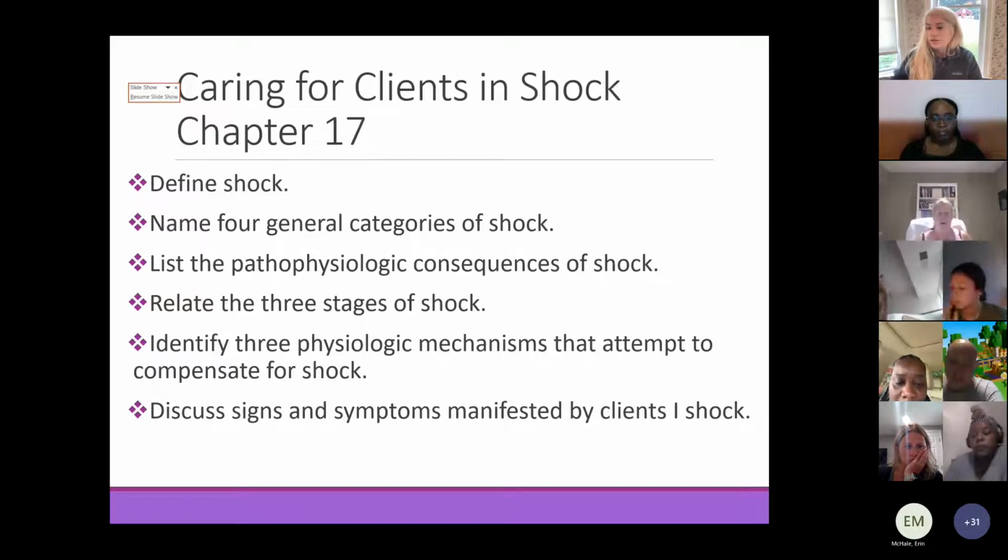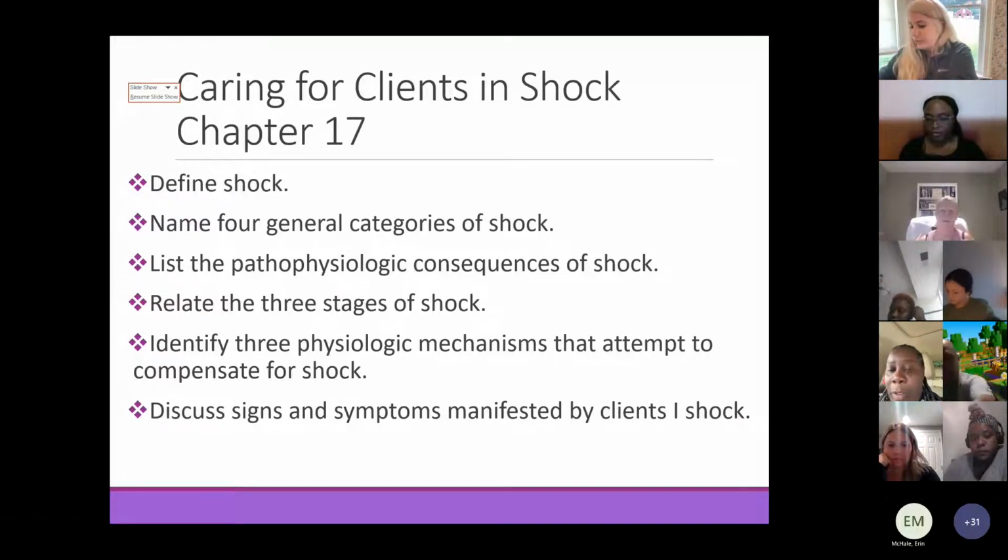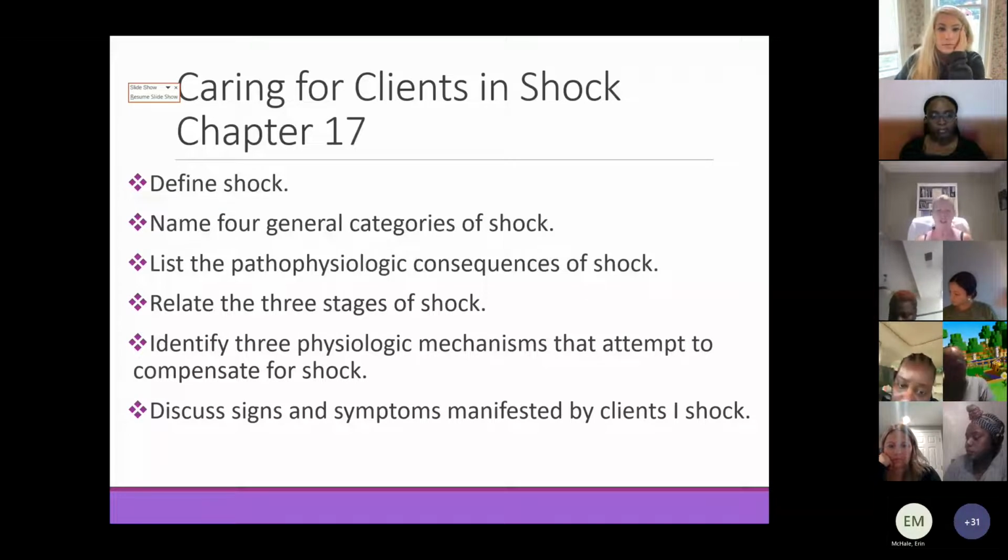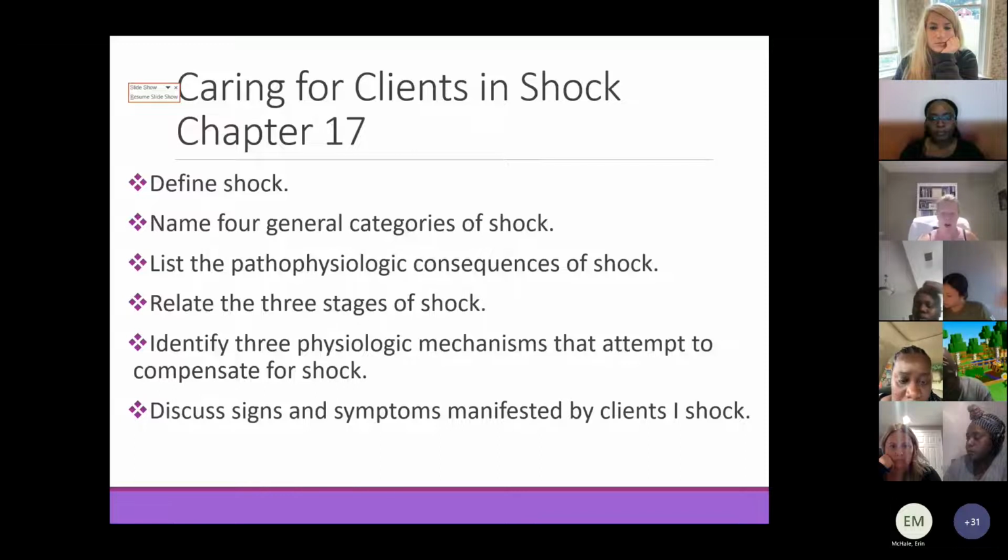All right, so caring for clients in shock. Your objectives for this material are that we are going to be able to define the different types of shock. There's 4 general categories. We're going to be able to list all those pathophysiologic consequences of shock. We're going to be able to relate the 3 stages of shock. We're going to be able to identify 3 physiologic mechanisms that attempt to compensate for shock. And then we're going to discuss signs and symptoms manifested by clients that are in shock.